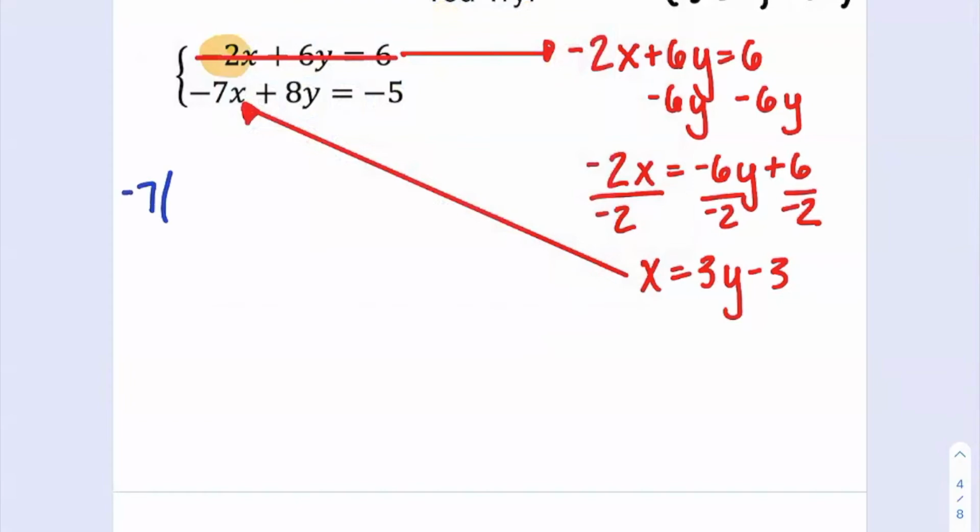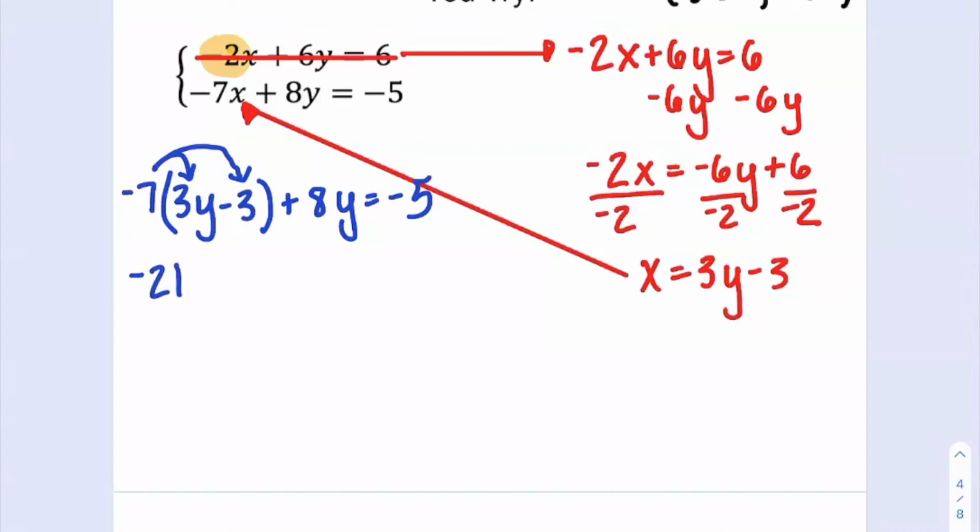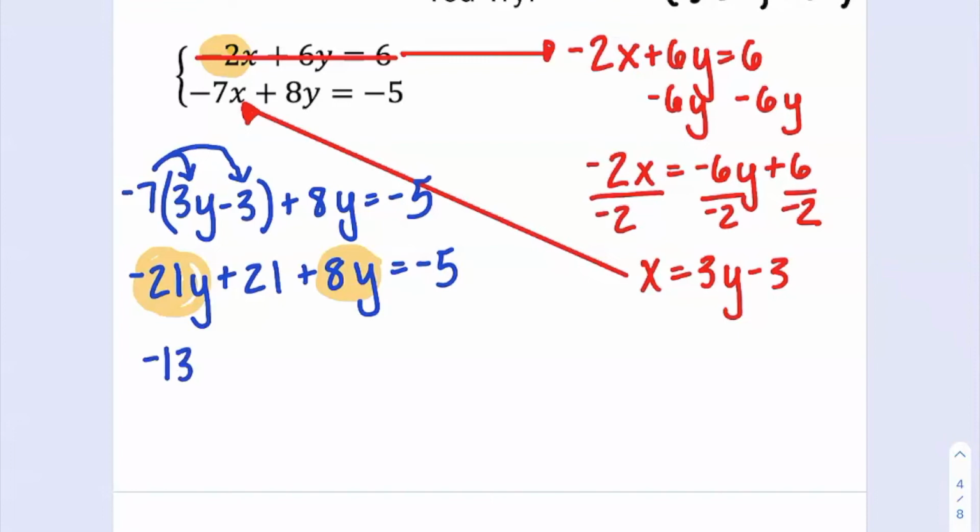and I have -7 times 3y minus 3 plus 8y is equal to -5. The first step is distributing. -7 times -3y is -21y. -7 times a -3 is a +21 plus 8y is equal to -5. I then have terms that I can combine. You can see that we're following the same pattern. Plug in, distribute, combine like terms. So -21y plus an 8y is equal to a -13y plus 21 is equal to -5.